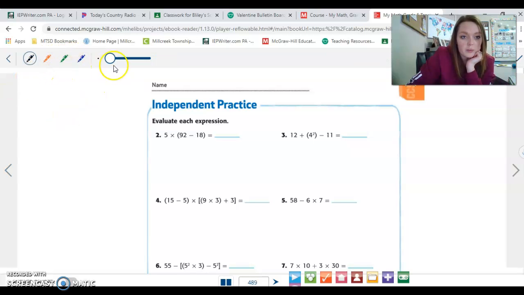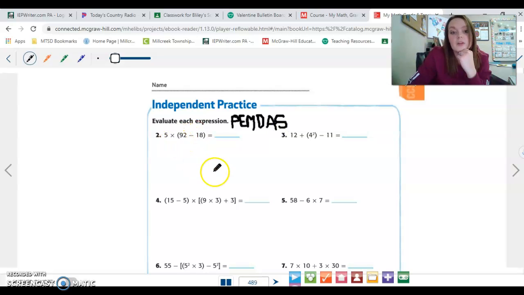I'm first going to start out with writing my expression. Please excuse my dear Aunt Sally. This helps Mrs. Blythe really remember what to do. So I have 5 times parentheses 92 minus 18 and parentheses.